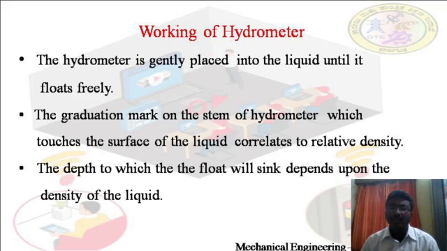To measure the relative density of a required liquid, the liquid is poured in an open vessel. Then the hydrometer is gently placed into the liquid until the hydrometer floats freely in the liquid.